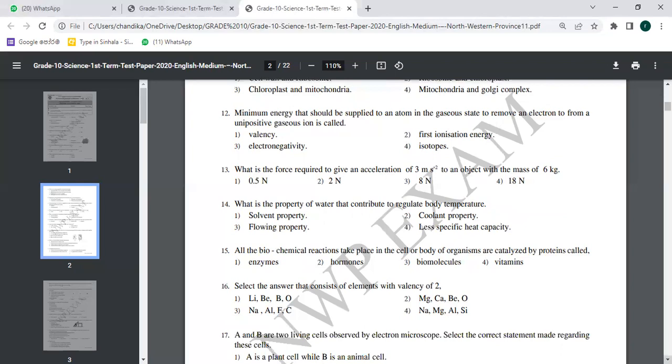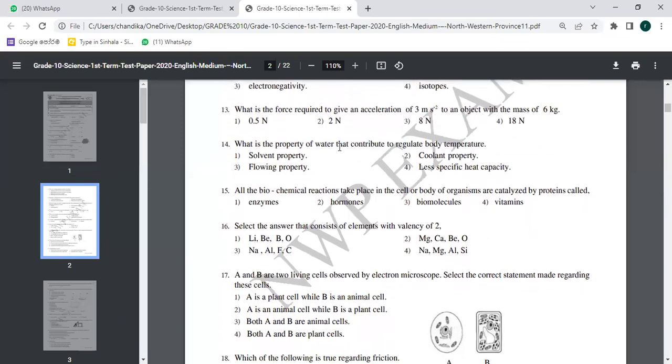Minimum energy that should be supplied to an atom in the gaseous state to remove an electron to form a unipositive gaseous ion is called what? First ionization energy. Second one, very correct. Second one is the answer. First ionization energy, you have learned, I also told it to you.